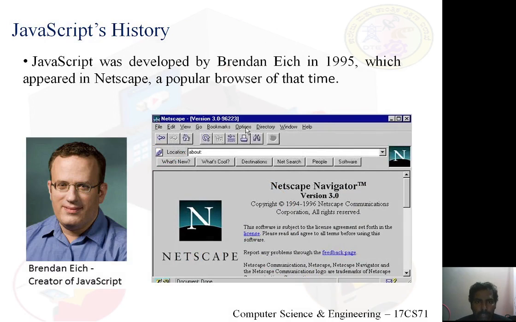So, about the evolution of JavaScript. As you can see in this slide, Brendan Eich is known as the father of JavaScript, the creator of JavaScript. JavaScript was developed in the year 1995 by Brendan Eich, and it appeared in that day's browser, that is Netscape. Netscape Navigator was the famous, popular browser in early 1995.